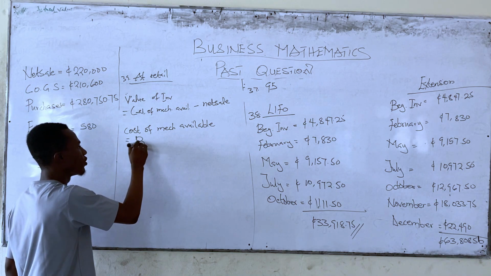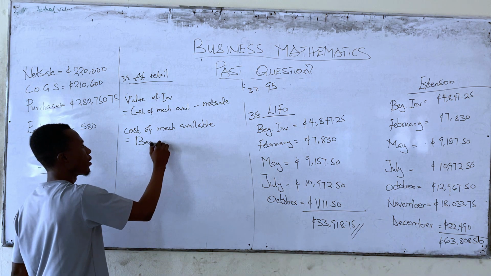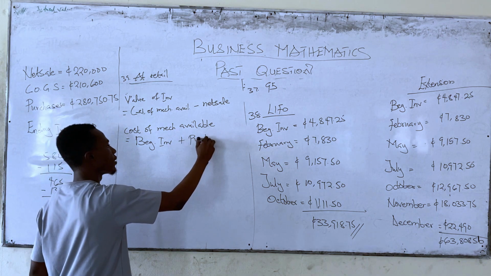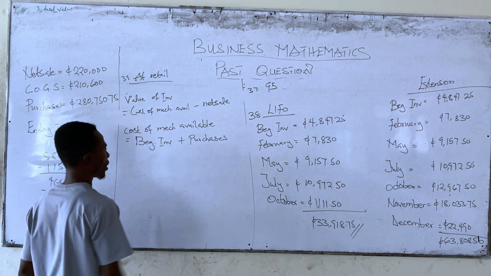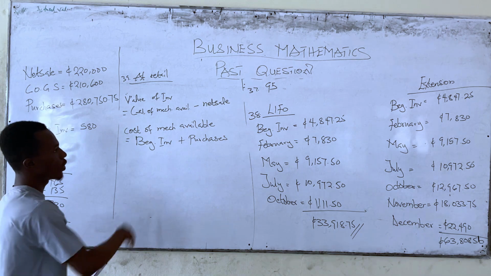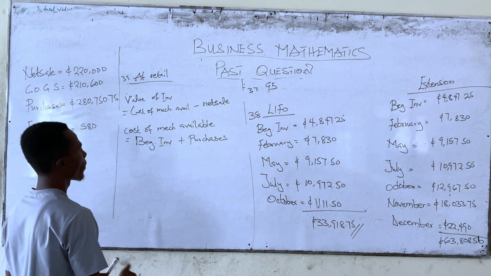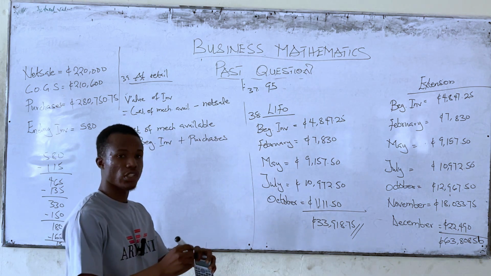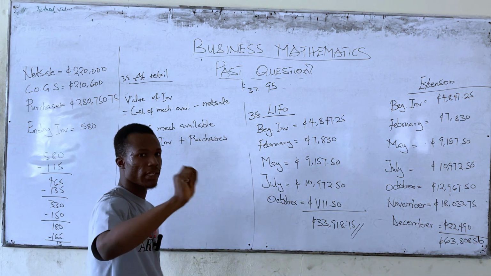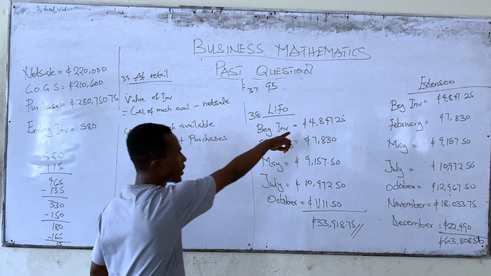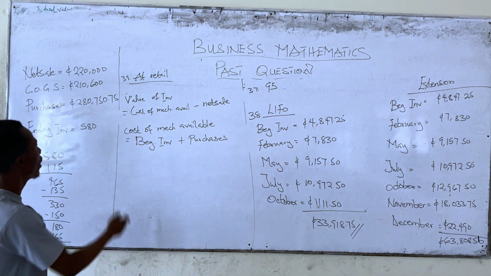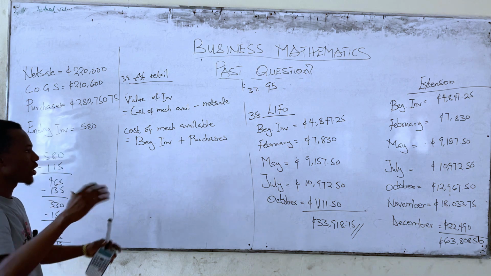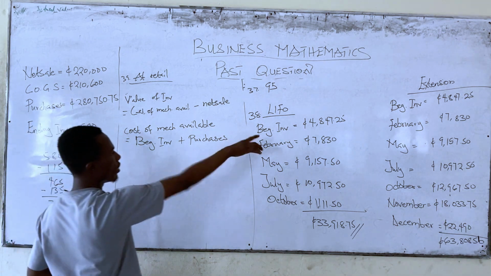The beginning inventory plus what? Your purchases, right? Beginning inventory plus purchases. So what is the beginning inventory? It is here in the table. You were given the unit cost and the quantity. So when you multiply the unit cost and the quantity, you get the beginning inventory in monetary terms. They are not going to provide you with the value of beginning inventory, so you just have to be smart. This is your beginning inventory.